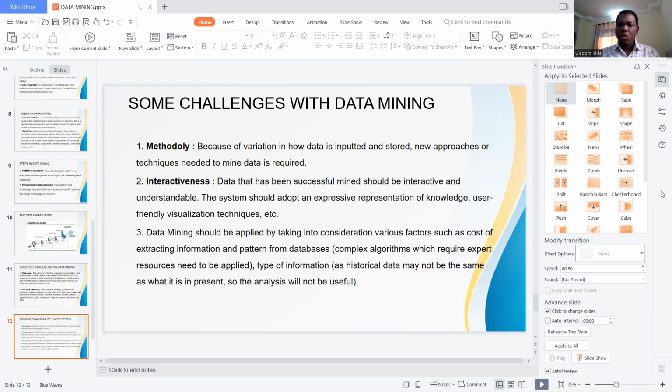Interactiveness. So your data has been successfully mined. Your predictions, your patterns, your conclusions need to be interactive. Someone needs to understand what you did. That's where visualization comes into play. At times people mess things up when the data is not presentable, or whatever you presented is not understandable, it looks all over the place. So that's one constraint that comes with data mining.